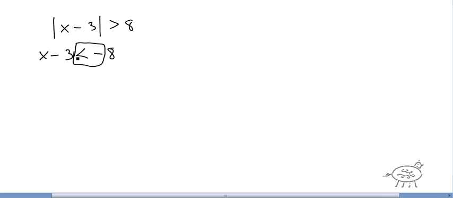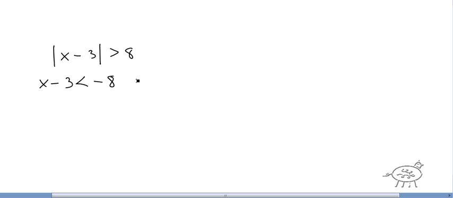All right, so let's do a problem: the absolute value of x minus 3 is greater than 8. So what you're going to do is x minus 3 is less than negative 8. Okay, remember, it's this part right here. That's always there. Or x minus 3 is greater than positive 8.